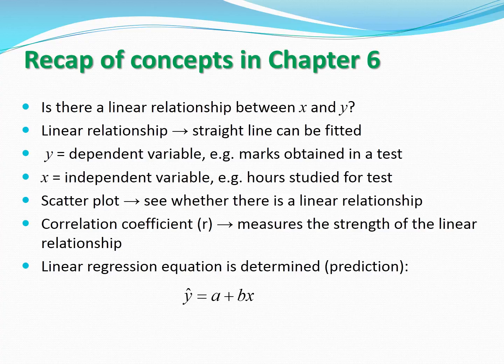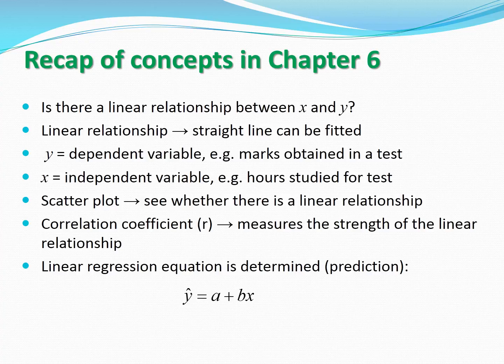So in Chapter 6, you wanted to determine whether there was a linear relationship between your independent variable X and your dependent variable Y. A linear relationship means that you can fit a straight line through the data. Let's say, for example, that we define Y as the marks obtained in a test and X as the hours studied for the test. Then we can graphically represent the data with a scatter plot to see whether there is a linear relationship in our data or not.